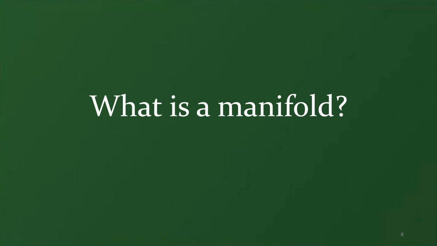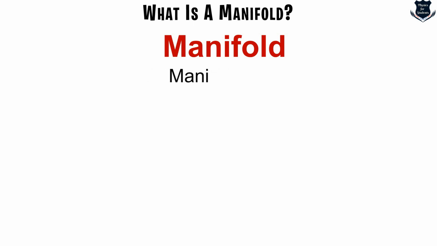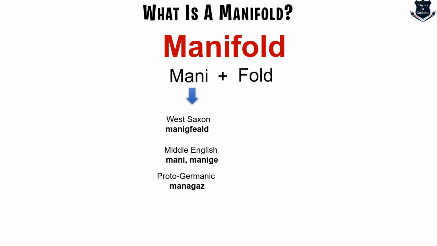Now we come to the central question: what is a manifold? I won't define it mathematically at the first go, but I will explain it in a very basic, easy way. So manifold comprises two words, many plus fold. Now if I go back a little to the history, the West Saxon used something called manifeald, and Middle English many, and Proto-Germanic mangas, and fold coming from the Northumbrian word fald, Old English feald, Dutch woud.